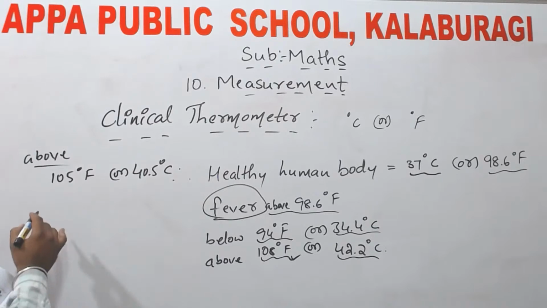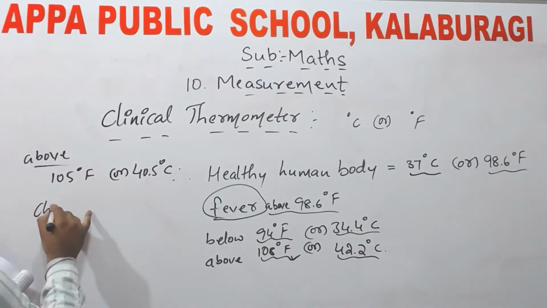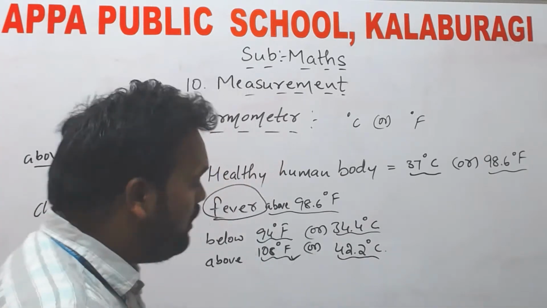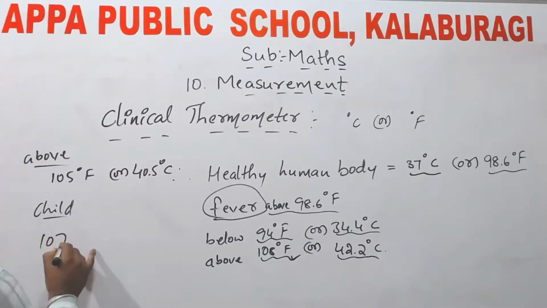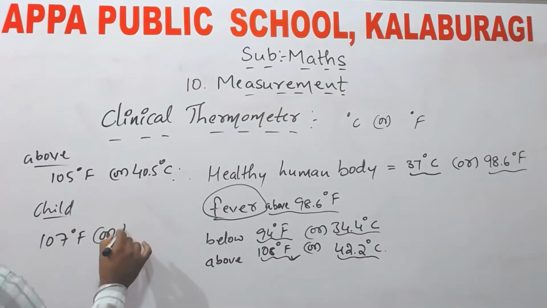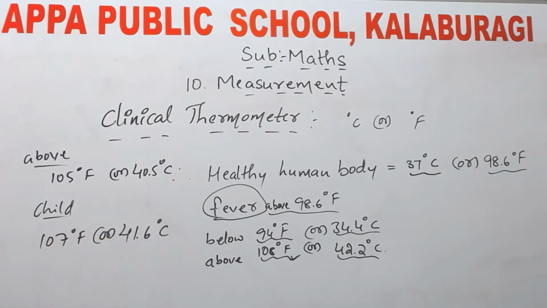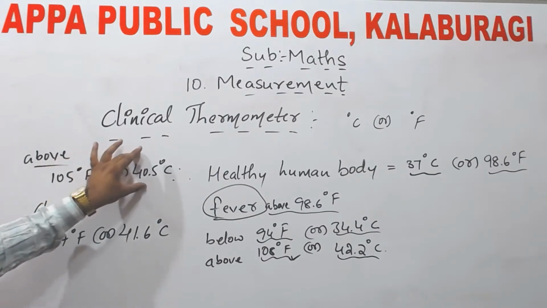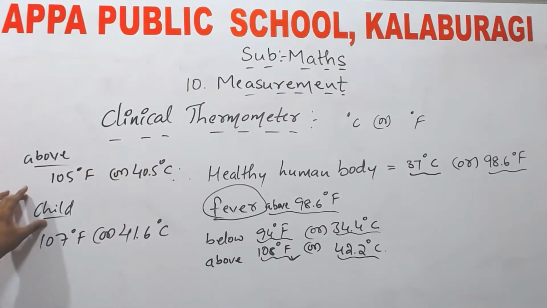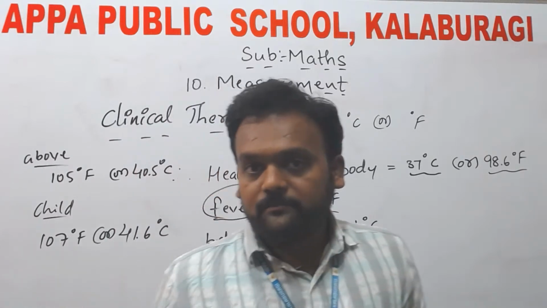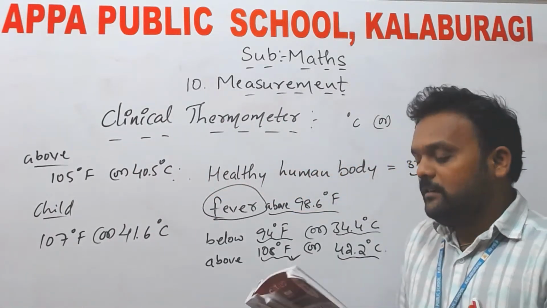And a child, a very small kid, never has a temperature above 107 degrees Fahrenheit or 41.6 degrees Celsius. For a grown-up person, it is not above 105 degrees Fahrenheit or 40.5 degrees Celsius. For a child, it should not be above 107 degrees Fahrenheit or 41.6 degrees Celsius. You should remember this.